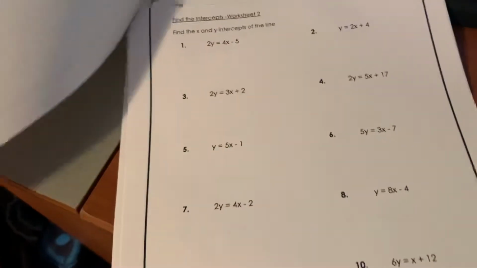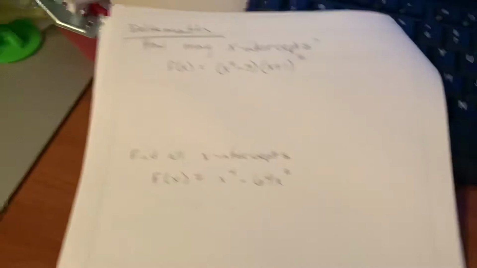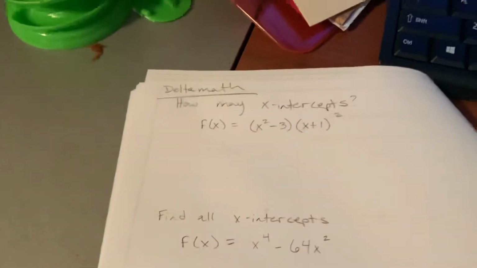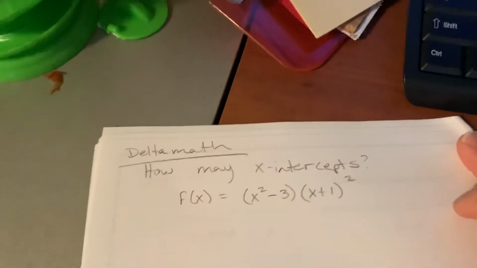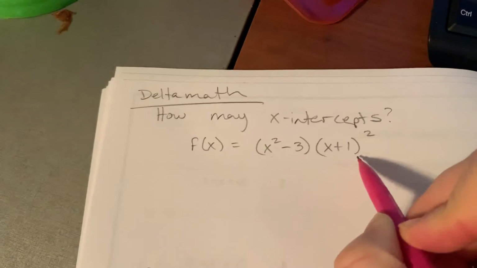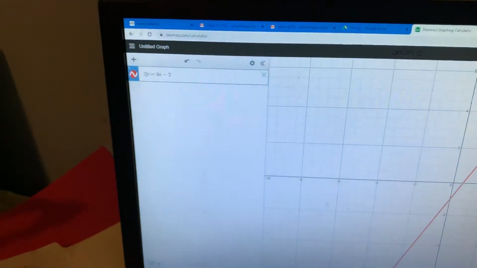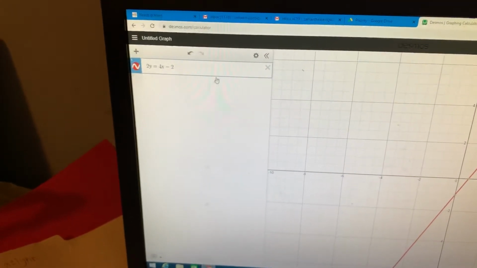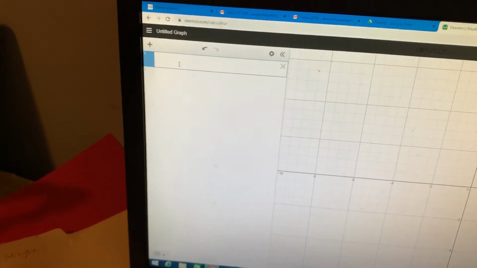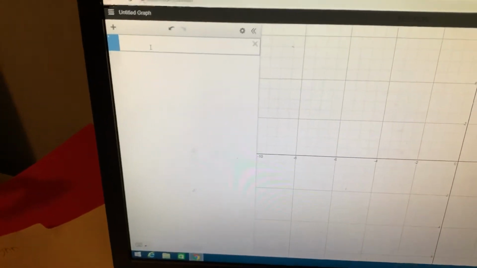Okay, so now Delta Math. For those of you who are doing Delta Math, the first assignment asks how many x-intercepts are there? So again, we can set each one of these equal to 0 and solve it, or I can just come right back up here to Desmos. I just opened up a new tab and I can type that in. Remember, f of x is the same thing as y.